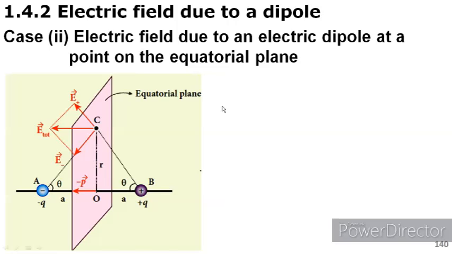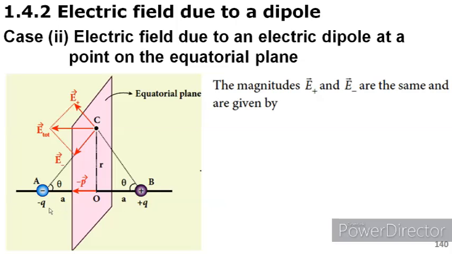Hello students, today we will discuss the electric field due to an electric dipole at a point on the equatorial plane. Here we have considered a dipole AB. This is the dipole and it is represented by minus Q and plus Q, and O is the center of the dipole.